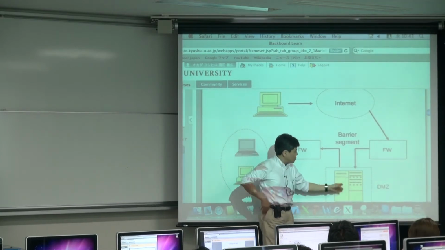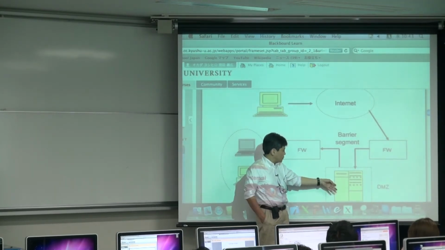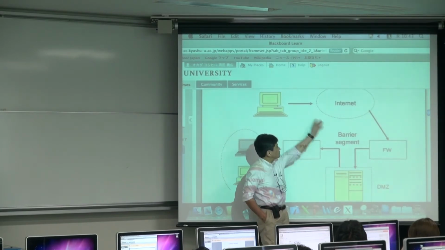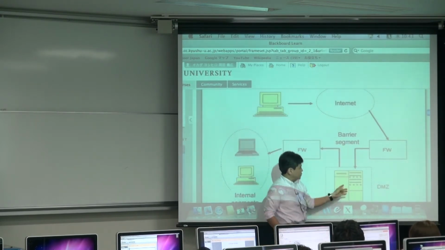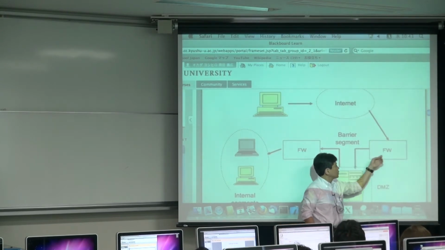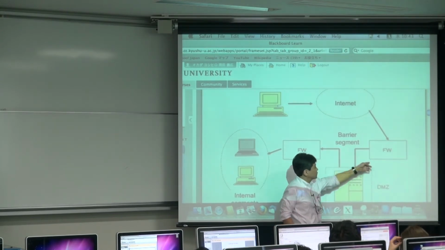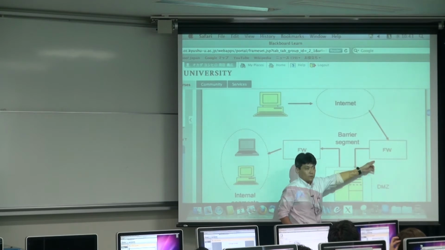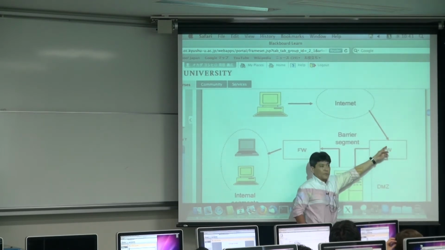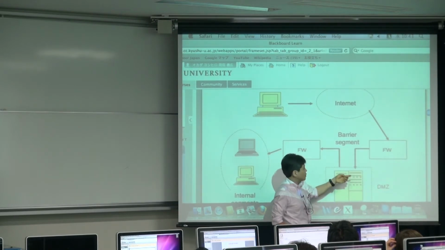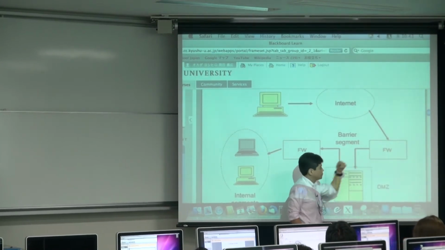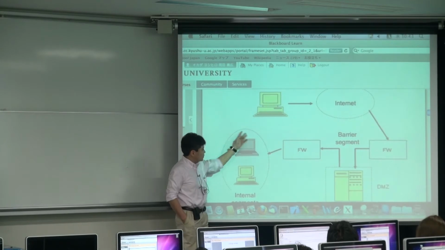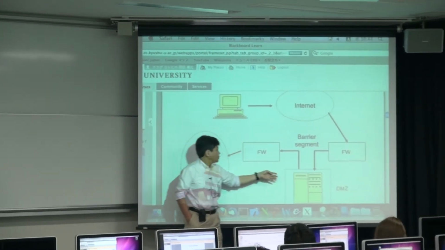So in this case, this is any servers. This server provides any services for outside. So one PC from outside can access this service through these firewalls by specifying the allowable IP address and the port numbers. Okay? So such a port can be passed through these firewalls. However, other IP address ports cannot be passed through. Okay? So of course, the inside PC can access these servers without any restrictions.